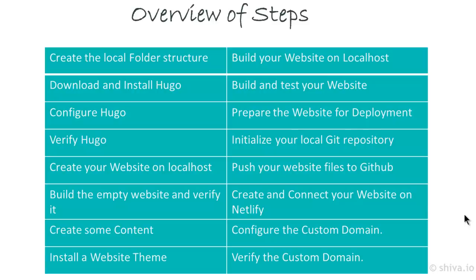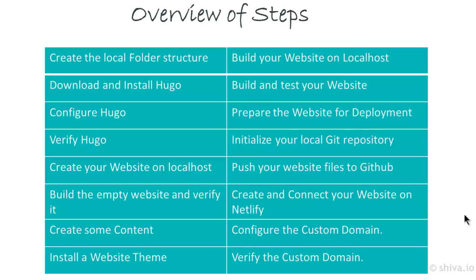So here's an overview of the steps we will be taking to complete building and launching your free and fast website with Netlify. First, we'll create the local folder structure that is needed for all your website files as well as for Hugo. Then we'll download and install Hugo, the static website generator. After that, we will configure Hugo, which is very simple, and then we'll verify that Hugo is up and running on your PC or Mac. After that, we will create your website on localhost, which will be running locally on your Mac or PC. Then we'll build the empty website and verify that it's displayed and working. After that, we'll create some content and jazz it up.